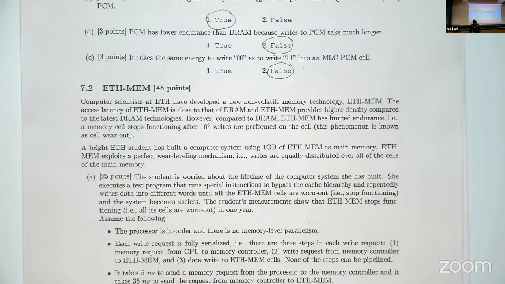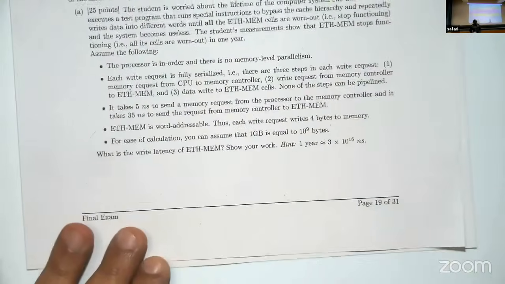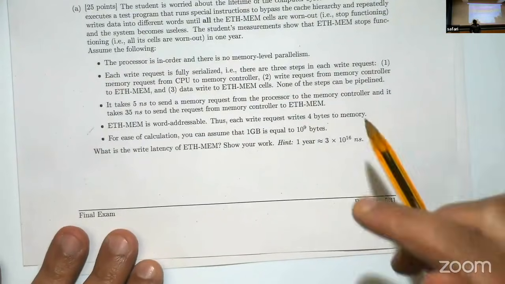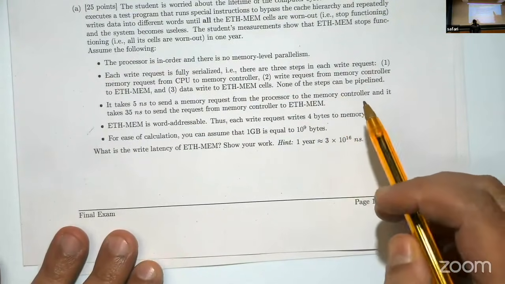And it takes 5 nanoseconds to send a memory request from the processor to the memory controller. That is the first part. And then 35 nanoseconds to send the request from the memory controller to ETH-MEM. ETH-MEM is word addressable, and this is an important part. So each write request writes 4 bytes to memory.